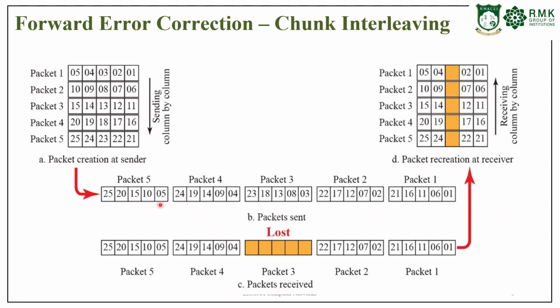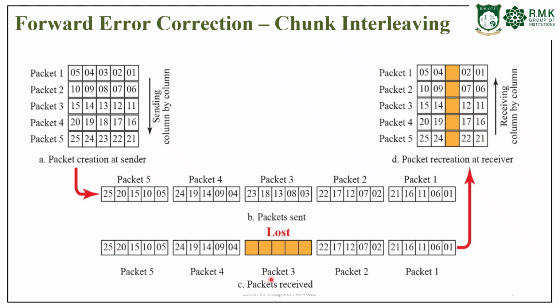Now you can observe how the transmission takes place to send to the receiver's end. The chunks are going to be transmitted vertically, sending column by column. We can observe 1, 6, 11, 16, 21; packet 2: 2, 7, 12, 17 and 22; packet 3: 3, 8, 13, 18 and 23; packet 4: 4, 9, 14, 19 and 24; and packet 5: 5, 10, 15, 20 and 25. They are going to be transmitted in this way.